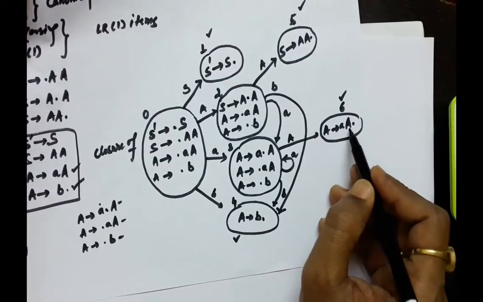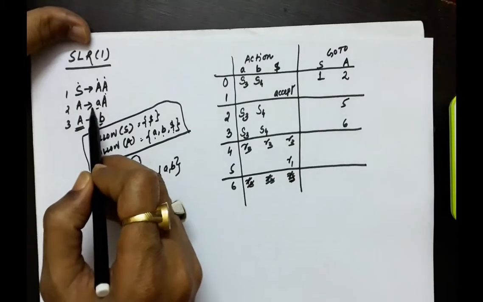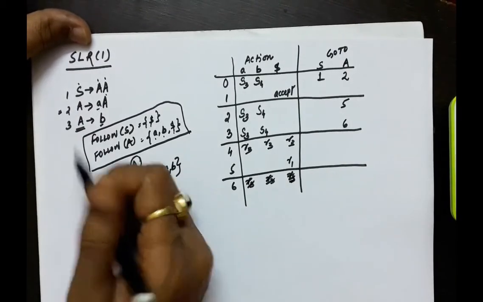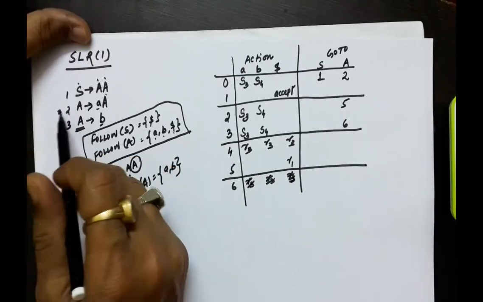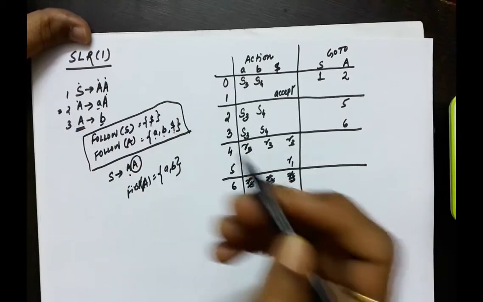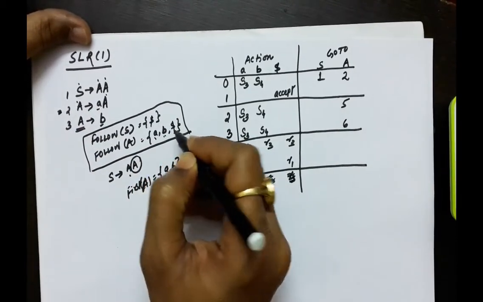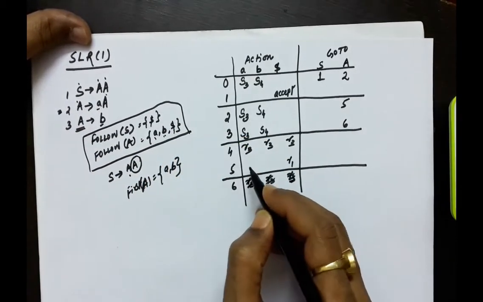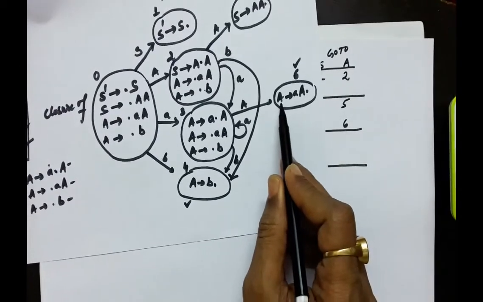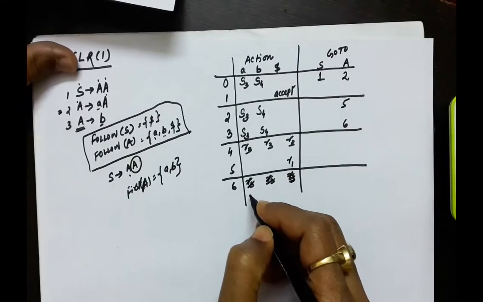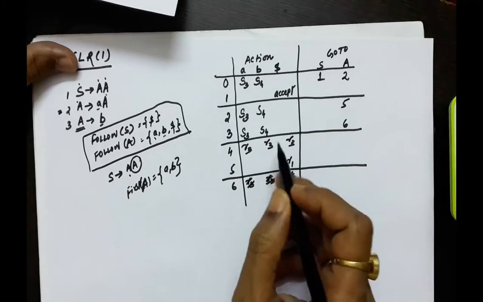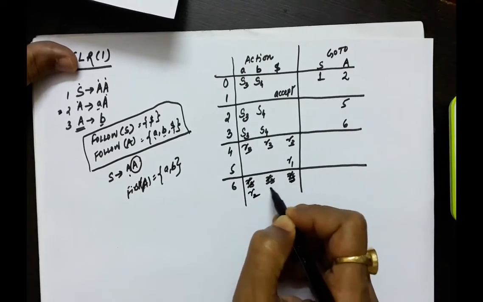Sixth state, which is A produces small a, capital A. A produces small a, capital A is production number 2. We will be writing R2 because this is the second production at the place of follow A. So follow A is small a, small b and dollar. So in the 6th state, at follow A, meaning small a, small b and dollar, we will be writing R2.